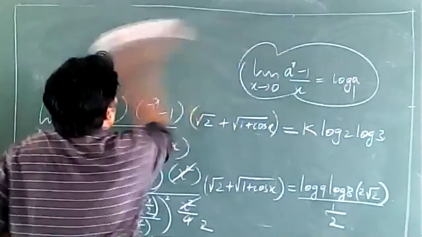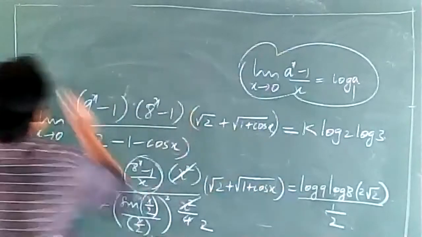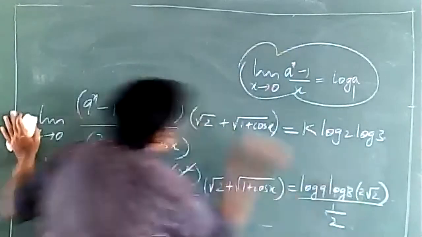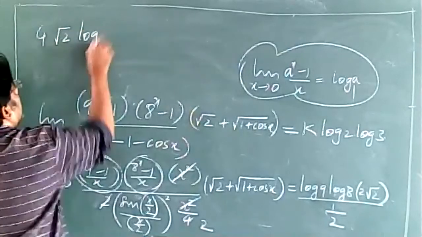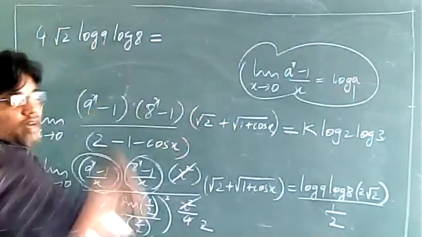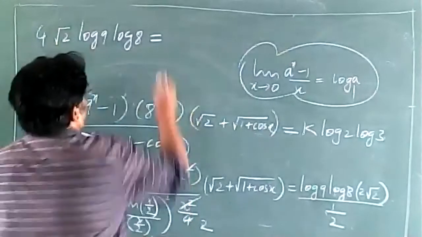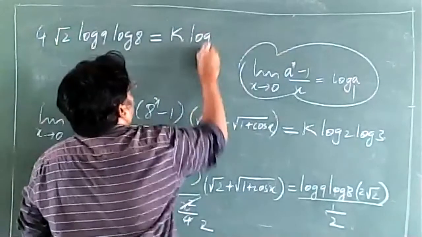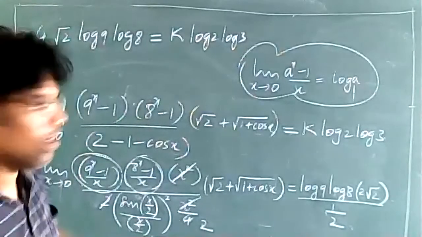Now I have to find the k value. Again, the denominator of the denominator is the numerator. 2 into 2 becomes 4. 4 root 2 into log 9 into log 8. Even the left hand limit and right hand limit value is equal to f of 0 because it is continuous. That is equal to k into log 2 into log 3. Simplify this, and after simplifying I can find the k value.